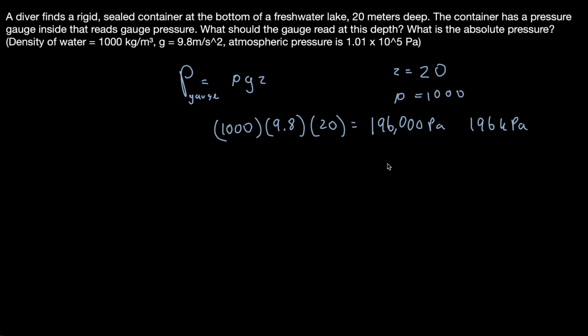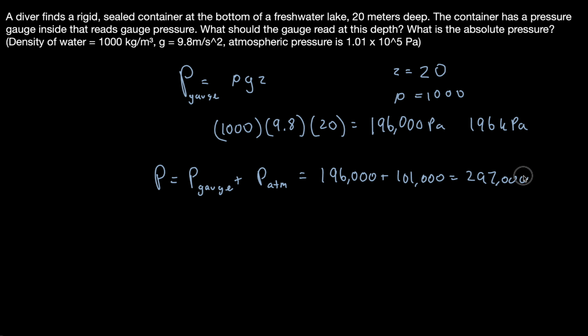Now, what about finding the absolute pressure? Well, we know our equation for finding absolute pressure is absolute pressure equals the gauge pressure plus atmospheric pressure. So our gauge pressure, which we found, was 196,000 plus 101,000, which is going to be 297,000 pascals, or to make it simple, 297 kilopascals.